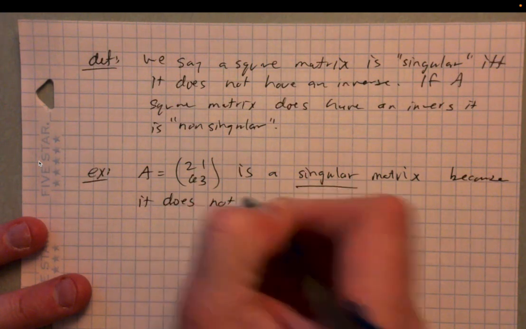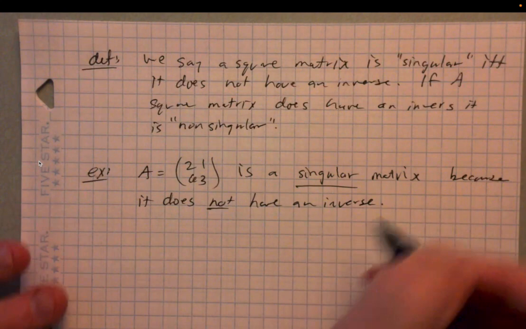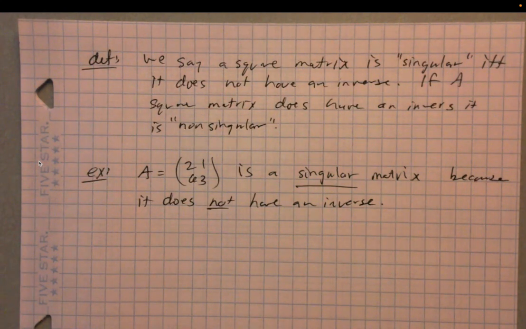It does not have an inverse. All right. Now the next item here is going to address another question that maybe comes up when being introduced to the idea of an inverse, and that is the uniqueness of the inverse.